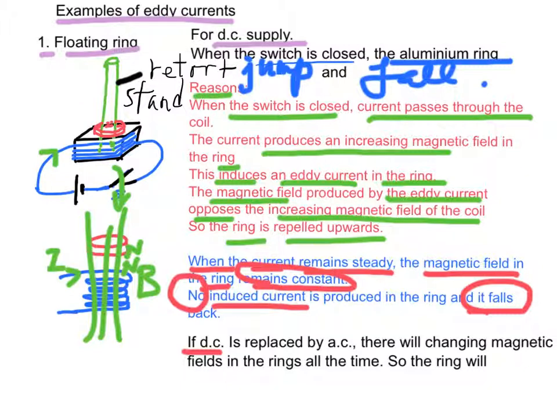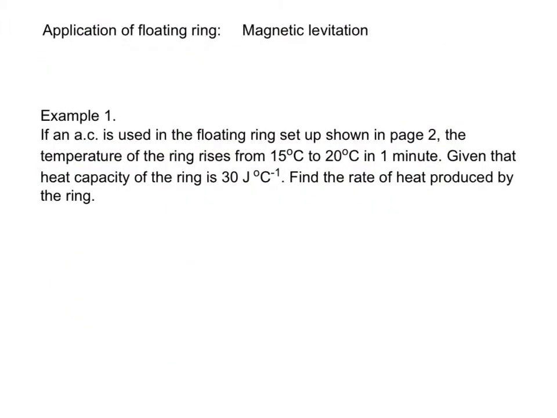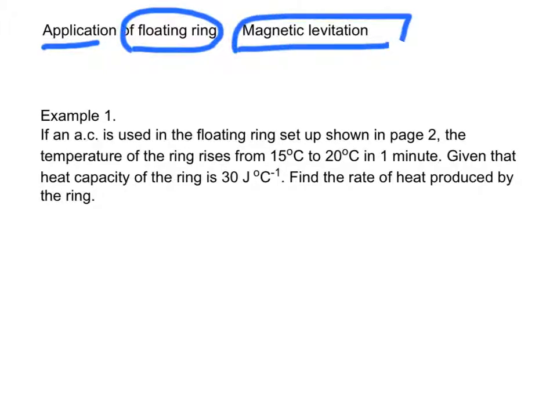If the DC supply is replaced by an AC supply, when the switch is closed, there is a changing magnetic field in the ring all the time, so there is eddy current produced all the time in the ring to oppose the change making it, so the ring will float in air. The concept of floating rings is widely used in magnetic levitation, 磁浮.